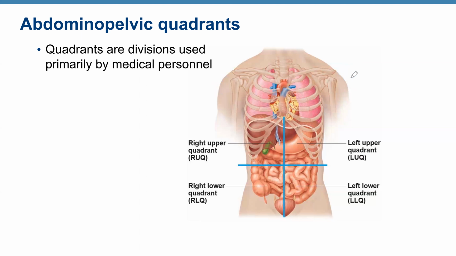Now you can see the liver is primarily located in the right upper quadrant. The stomach is primarily located in the left upper quadrant. The urinary bladder is located between the right lower and left lower quadrants.